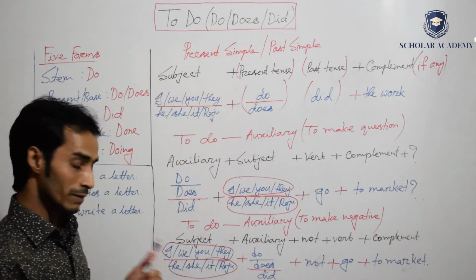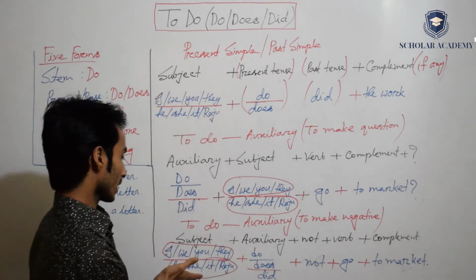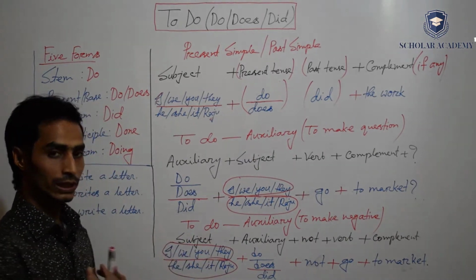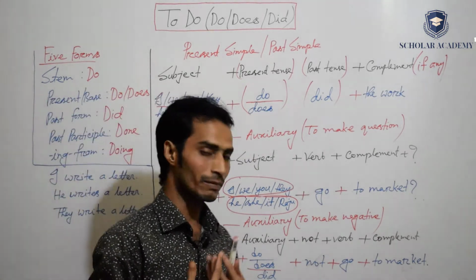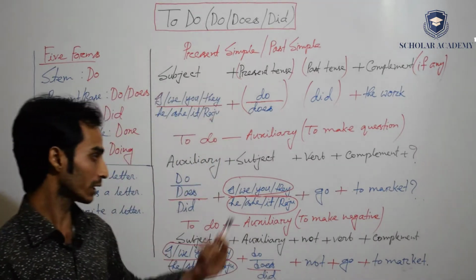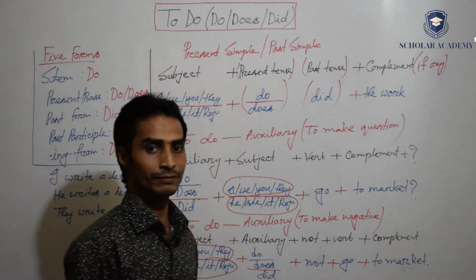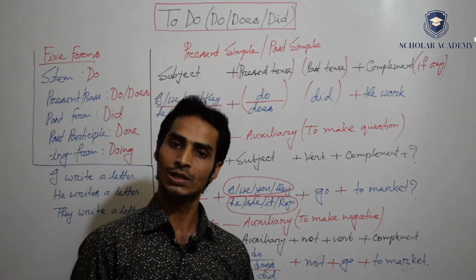That means if the subject is third person singular in present indefinite tense, when we make a sentence, that means to make a question or to make a negative sentence, we will have to use does. In other cases we will have to use do.